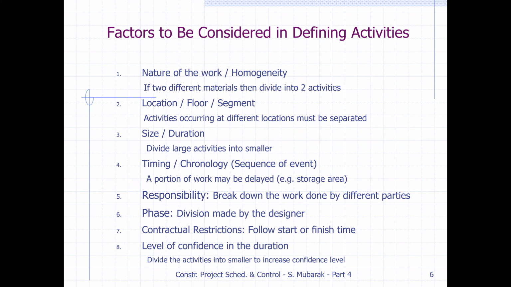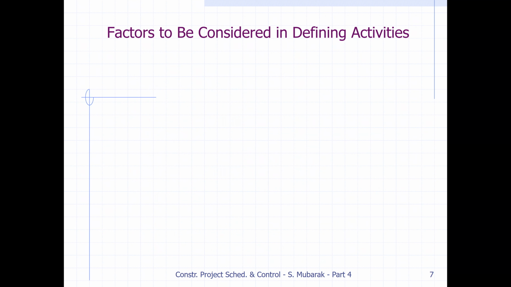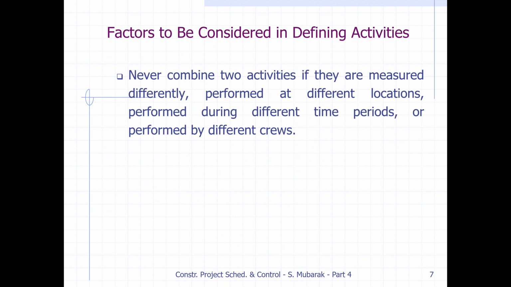We discussed some factors that are helpful in deciding the number of activities for our project, that is, how we split our project into activities. Never combine two activities if they are measured differently, if the way of measurement is different, or if their price is different. Or if they are performed at different locations, we will keep those activities separately. At one location this activity, at another location another name. Also if they are performed during different periods of time.